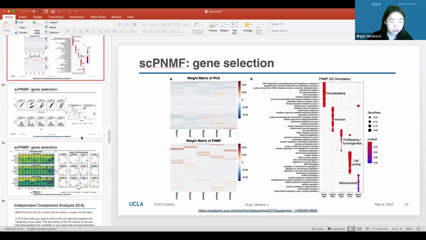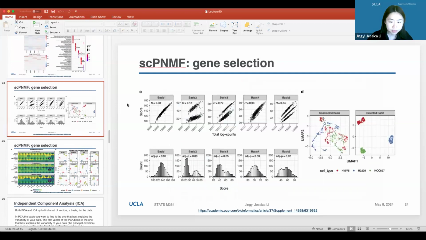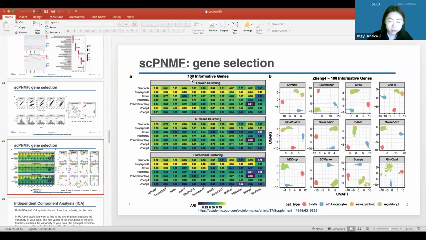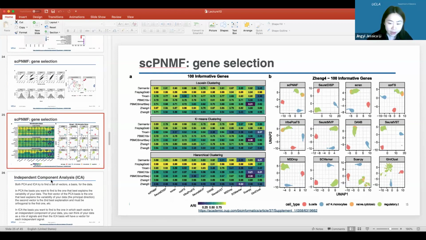And then we said that the specific method my lab developed, called SAPNMF, can allow us to select informative genes. You just specify the number of genes you want, and we found that the genes we selected are more informative for separating cell types than just using highly variable genes, if you know there are cell types. So that was what we covered in the last lecture.